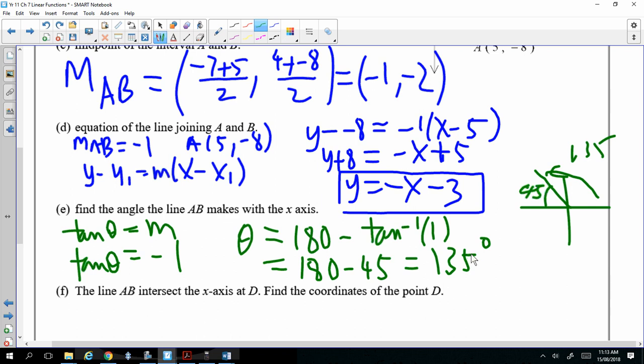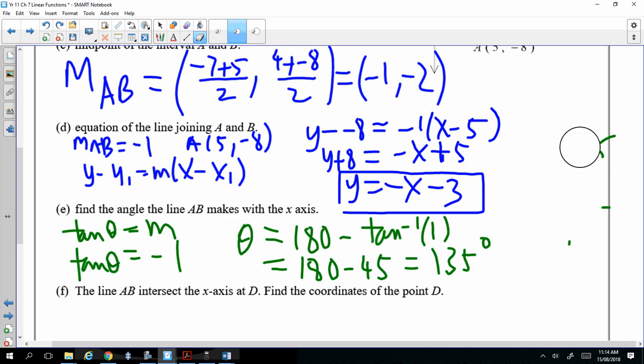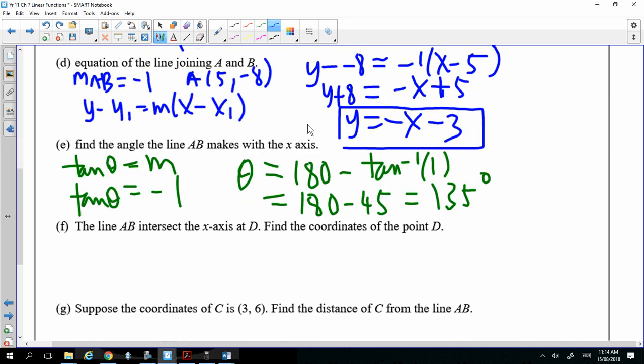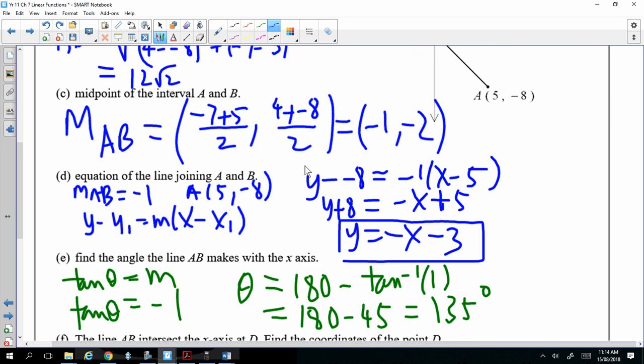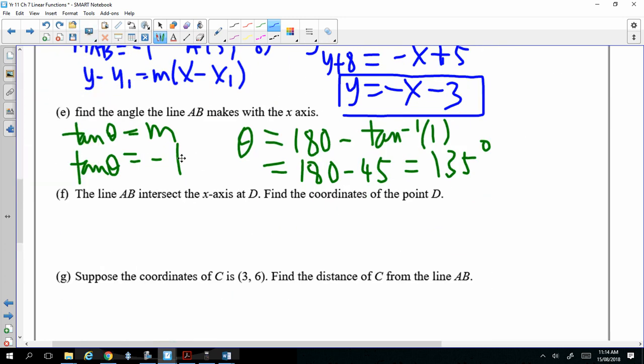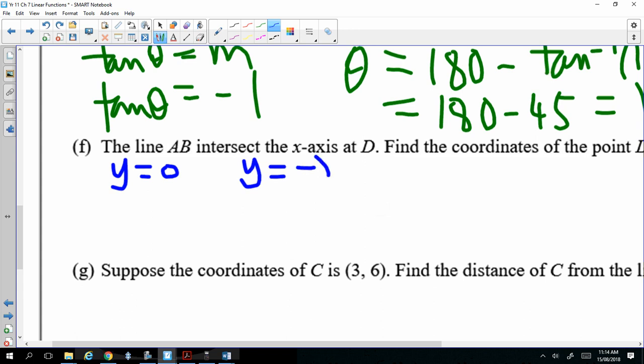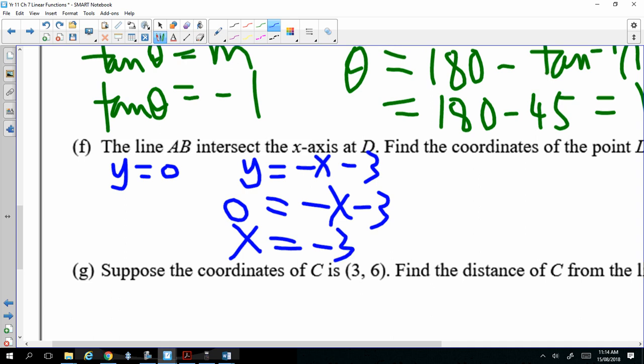Okay, let's continue. What else do you have to find out? The line AB intersects the x-axis at D. How do you find D? D is where the line crosses the x-axis. That's the x-intercept. How do you find the x-intercept? Y equals 0. Remember, the equation of the line is y equals -x minus 3. Put in 0, what's x equal to? -3. So what are the coordinates of D? You still have to answer the question. Make sure you answer the question. All right, good, so we've got D.